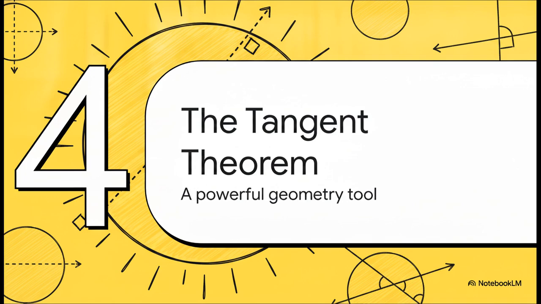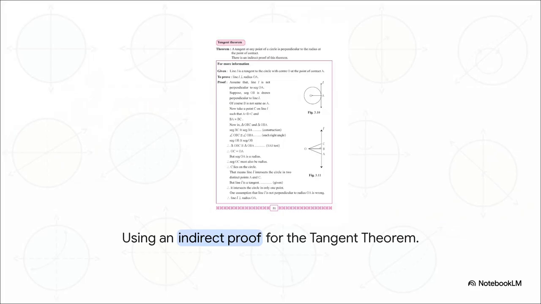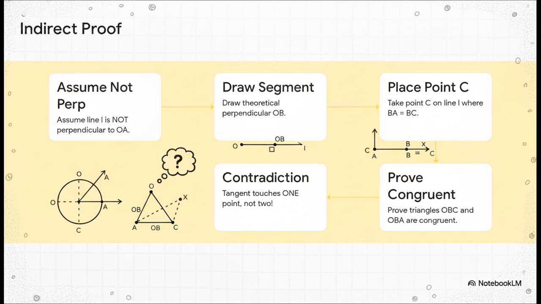Section 4. The tangent theorem. This is absolutely foundational. The theorem simply states that a tangent is always perpendicular to the radius at the point of contact. Always. And we're going to prove this using an indirect method. Now, in mathematics, an indirect proof means we deliberately assume the exact opposite of what we want to prove. If our false assumption leads to a geometric impossibility, well, then we know our original theorem just has to be true. Let's walk through the logic step by step together.